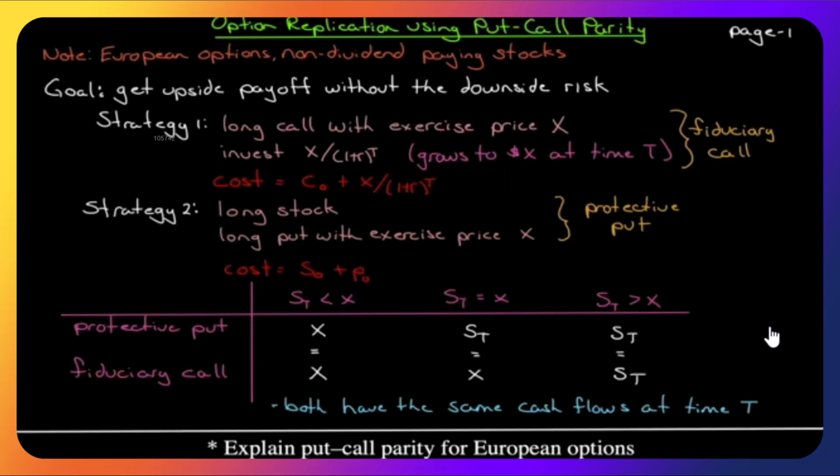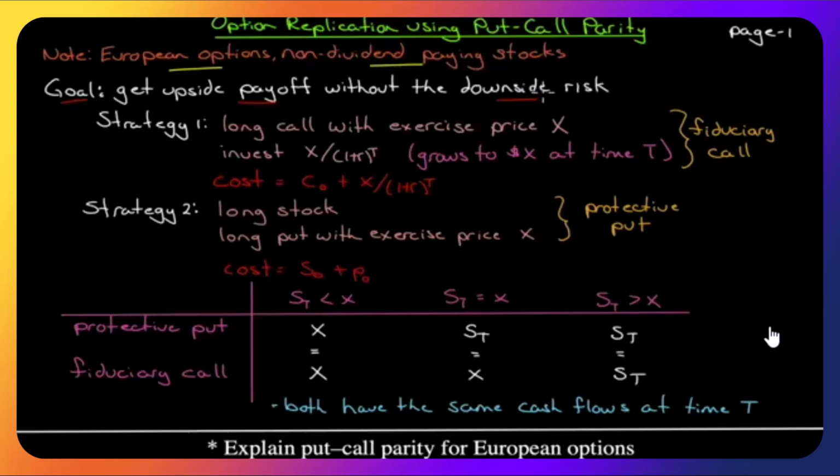We are now beginning option replication using put-call parity, and this couldn't be easier. Really straightforward. Let's get our assumption out of the way: European options again, non-dividend paying stocks. So let's begin. Let's say that we have a goal. We want to get the upside payoff of an underlying, but we don't want any of the downside risk. How can we get that done?